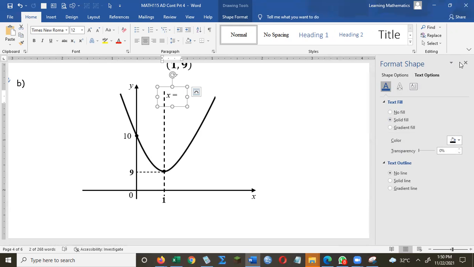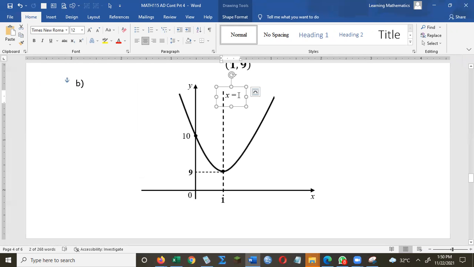Think about it a little bit. X equals 1. You see, look at there. X equals 1. On the y-axis, x is 0, so that's 0, 10. On the x-axis, y is 0. X equals 1 is the equation for the line of symmetry. And the y-intercept is 10.